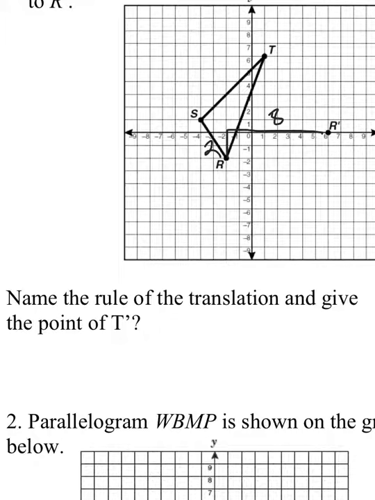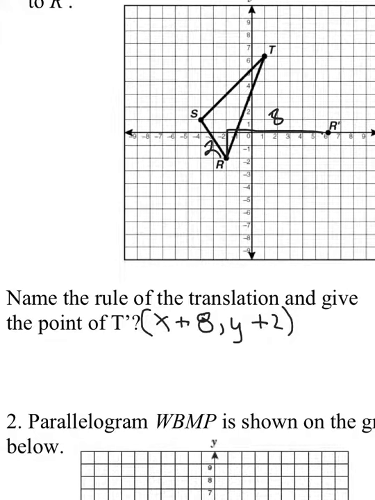Okay. So first off, as a rule, going up and down affects your Y. Going up is adding. Going left and right affects your X. To the right is adding. So our rule is going to be X plus 8, Y plus 2.